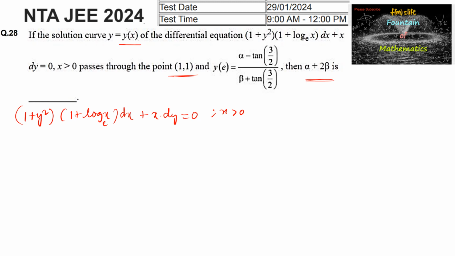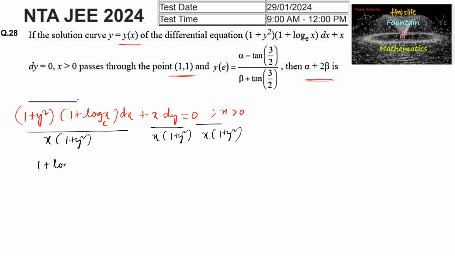dividing with x(1 + y²) on both the sides. So we can write (1 + log x)/x dx plus, here x gets cancelled, 1/(1 + y²) dy is equal to 0.